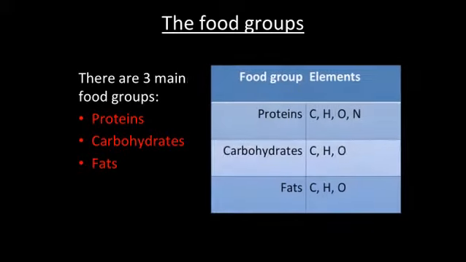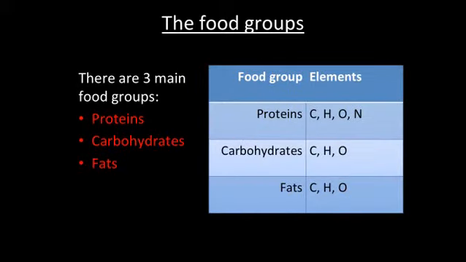Now, there are 3 main food groups that we're going to look at today: proteins, carbohydrates, and fats. Now, these 3 food groups are made of different elements. They are sort of giant compounds. And proteins are made of carbon, hydrogen, oxygen, and nitrogen. Carbohydrates and fats only have the elements carbon, hydrogen, and oxygen.